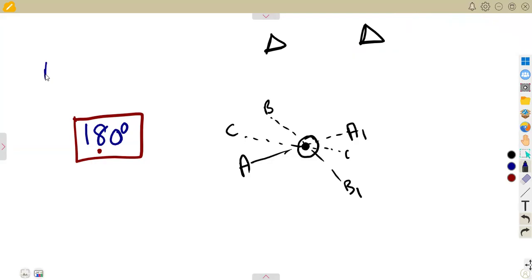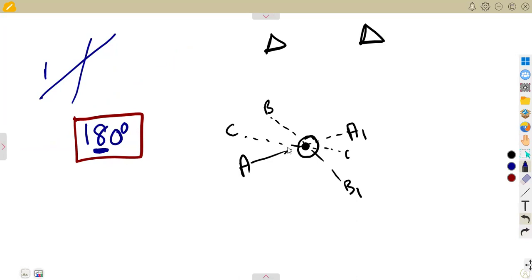Other transformations, it can be like this. There are only two. The other one is like this. Even if you were to join, they are not going to meet at one point for all of these. It's only a rotation of 180 degrees that has got this special part.